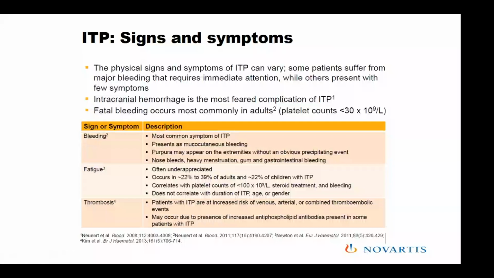The signs and symptoms of ITP: as we said, some patients have major bleeding and require immediate attention, while the majority of ITP patients present with few symptoms and mild mucocutaneous bleeding. Intracranial hemorrhage is one of the feared, usually fatal, complications of ITP, usually when the platelet count is at a very low level, below 30 or 20. As we said, patients are at high risk of bleeding and high risk of thrombosis.